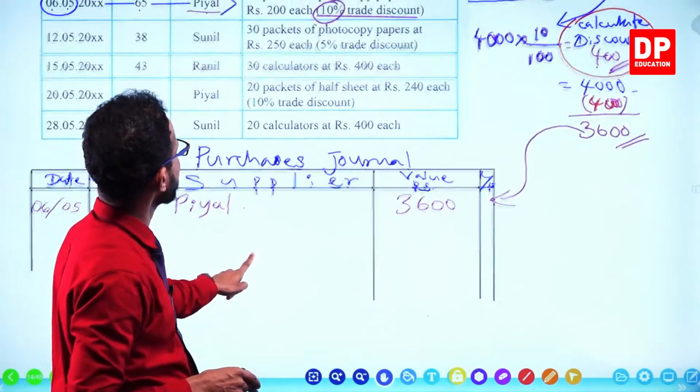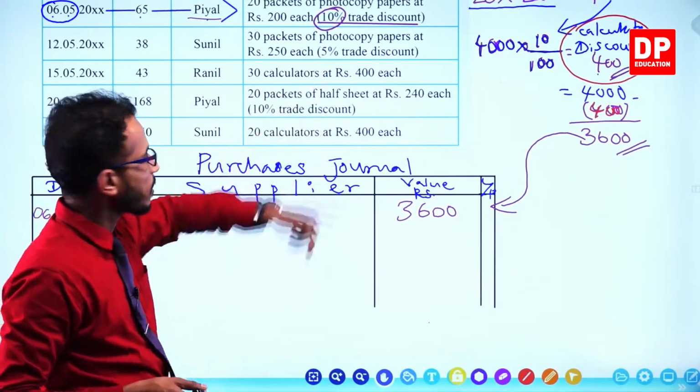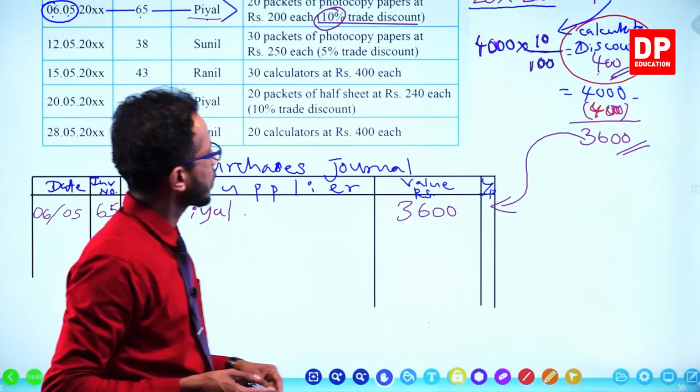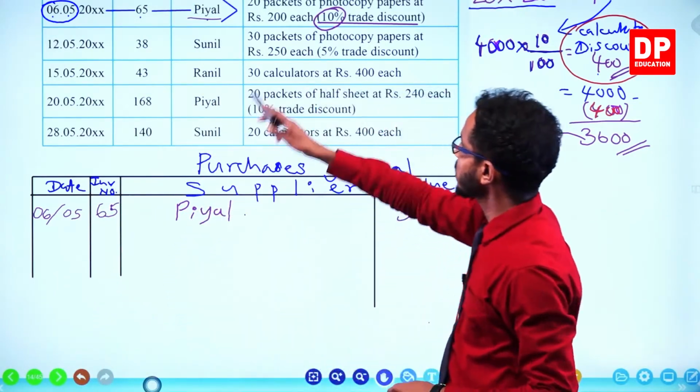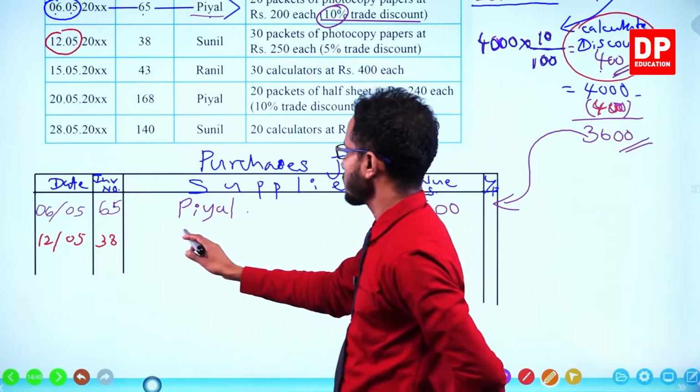Then, children, I'm not going to take so much time to do the other calculations. Okay. Let's record it. I'll move to this side so you can clearly see it. Let's record 12th May, next transaction. Invoice number 38. Sunil.